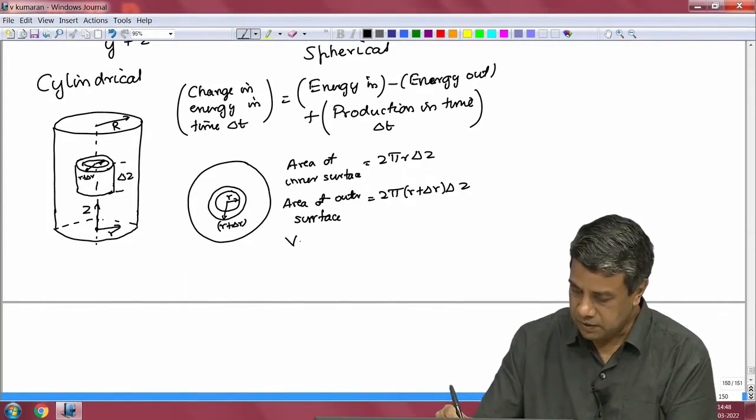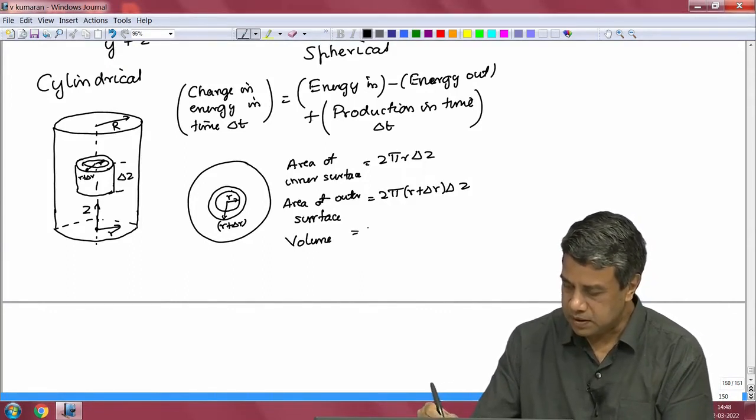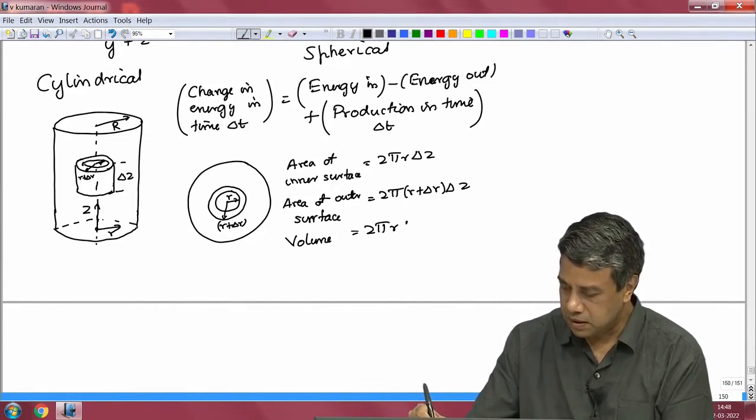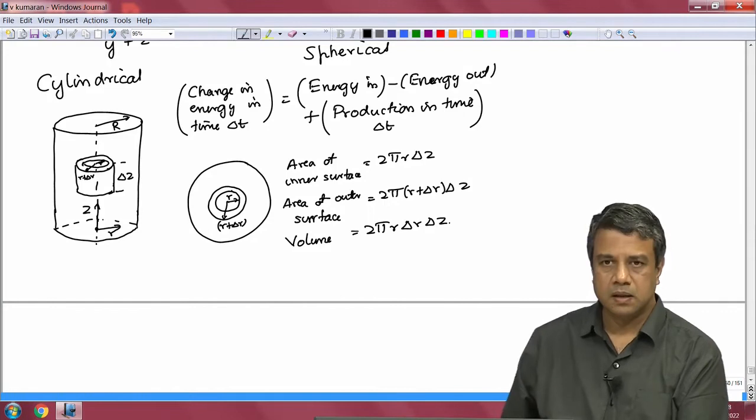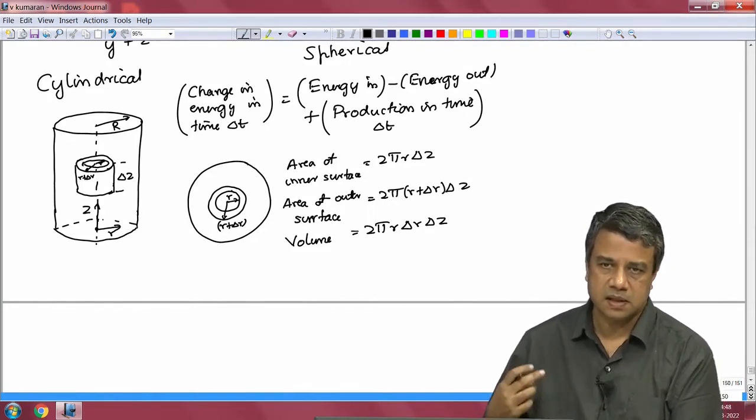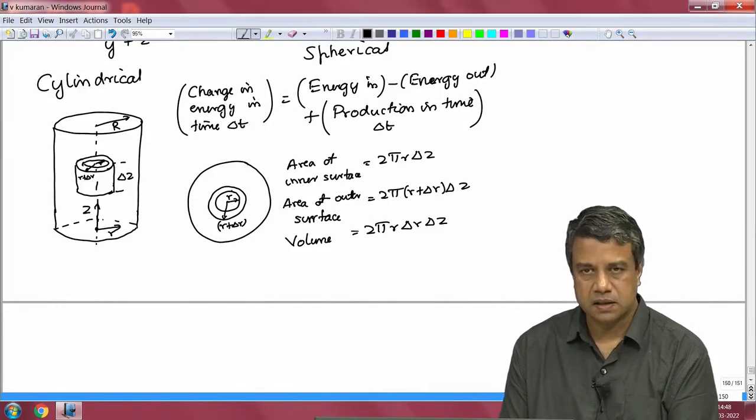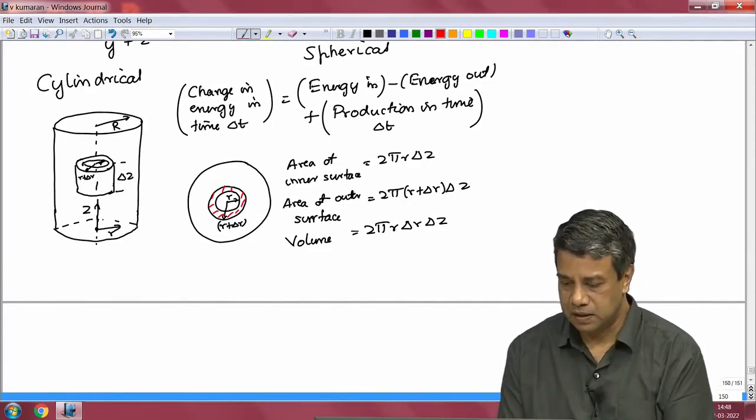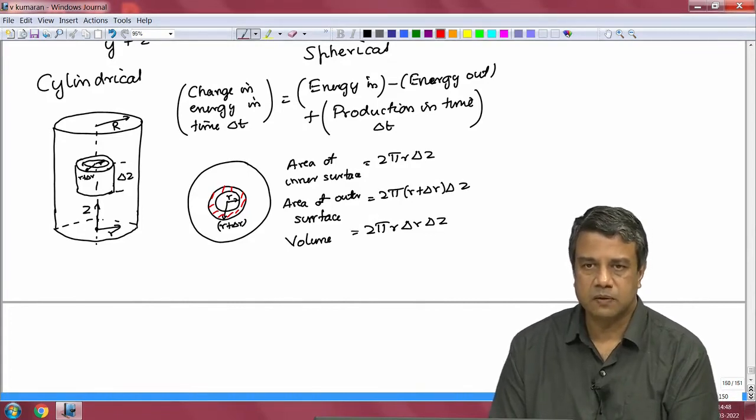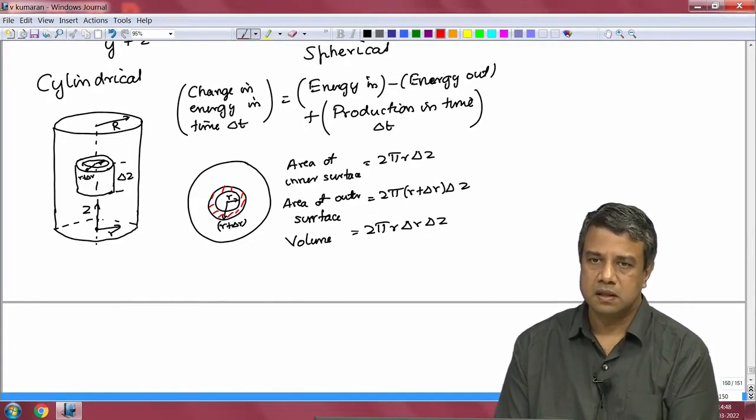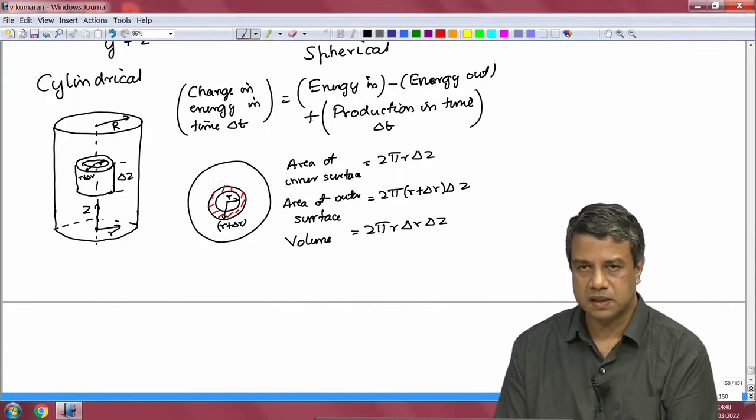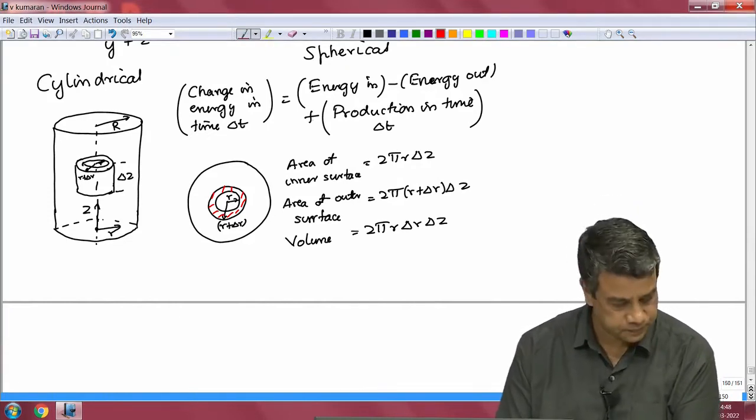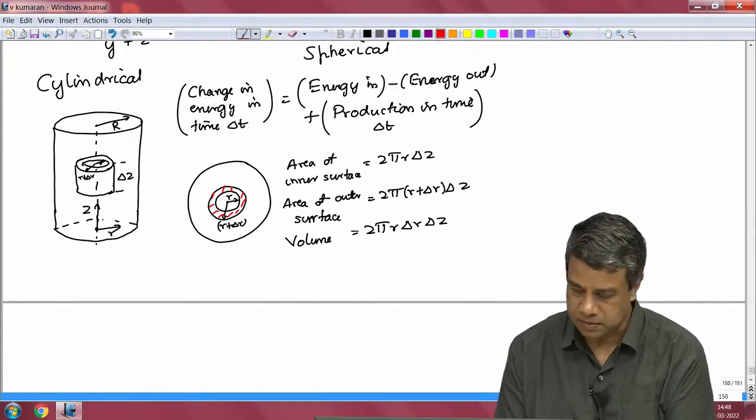And the volume is equal to 2 pi r delta r delta z. The perimeter times the thickness times the height. 2 pi r delta r is the area in between these two cylinders, times delta z, which is the height. So, this is the differential volume, the annular volume which has inner radius r, outer radius r plus delta r and height delta z. And this is what we will be writing the balance equation for.